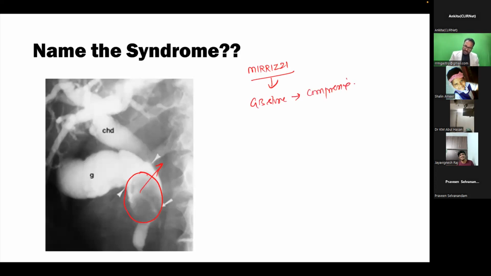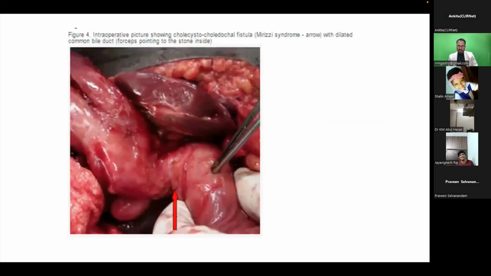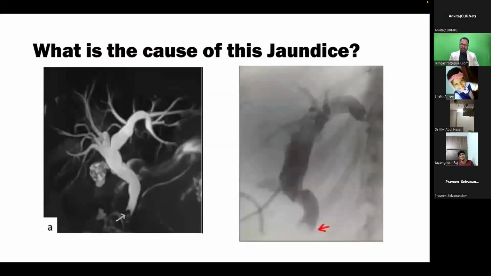A gallbladder stone compressing the bile duct causing obstructive jaundice is known as Mirizzi syndrome. Very important first point. This is a picture again showing you Mirizzi syndrome with the fistula being formed here. It is a picture of Mirizzi syndrome.